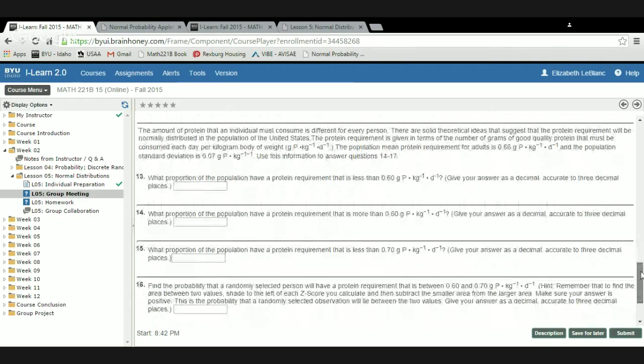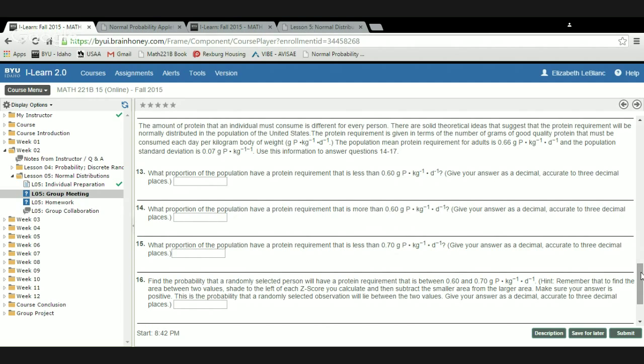All right, almost there. It says the amount of protein that an individual must consume is different for every person. There are solid theoretical ideas that suggest that the protein requirement will be normally distributed in the population of the United States. The protein requirement is given in terms of the number of grams of good quality protein that must be consumed each day per kilogram of body weight.